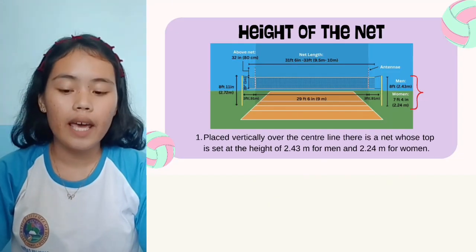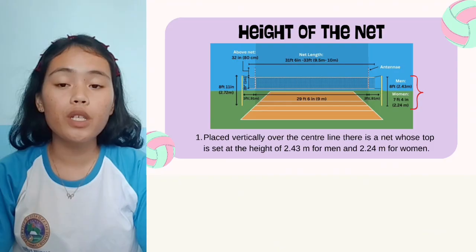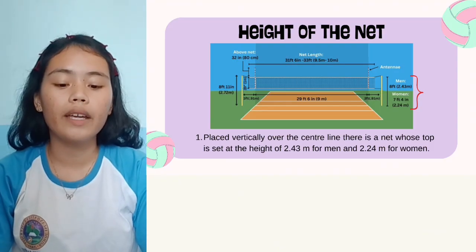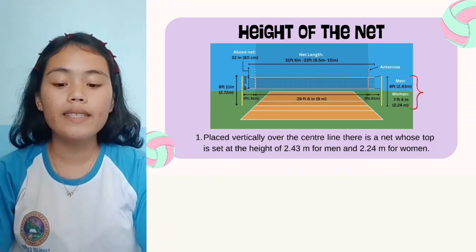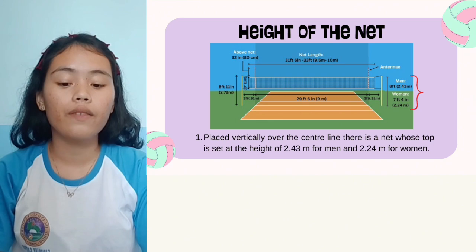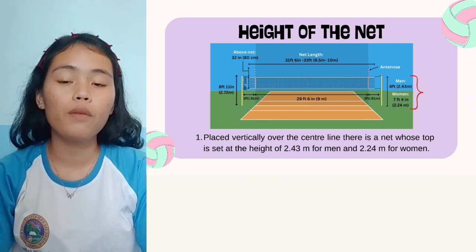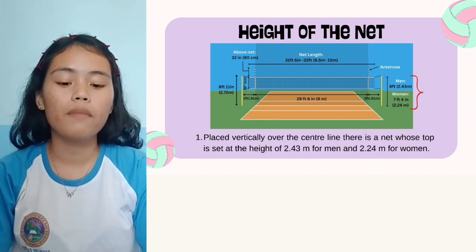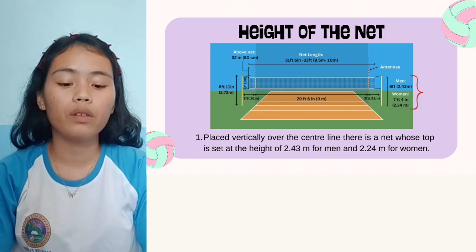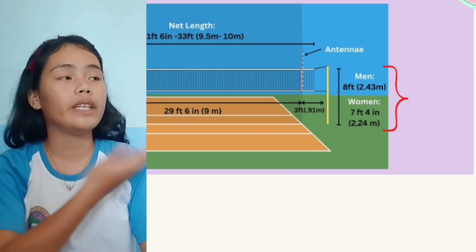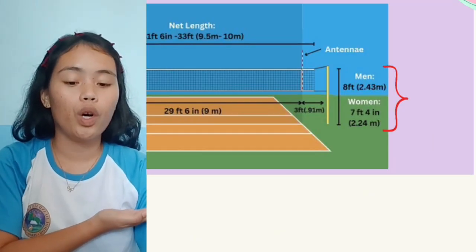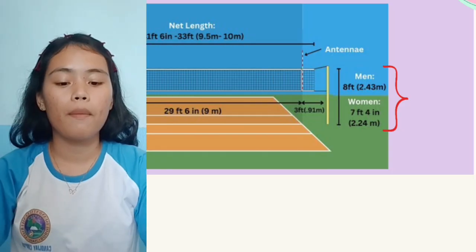Height of the net. Number 1, placed vertically over the center line, there is a net whose top is set at the height of 2.43 meters for men, and 2.24 meters for women. So the ones in red brackets are the measurements.